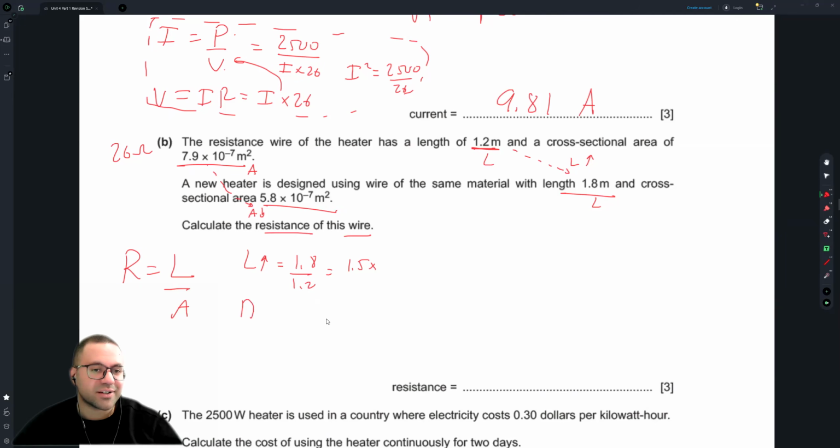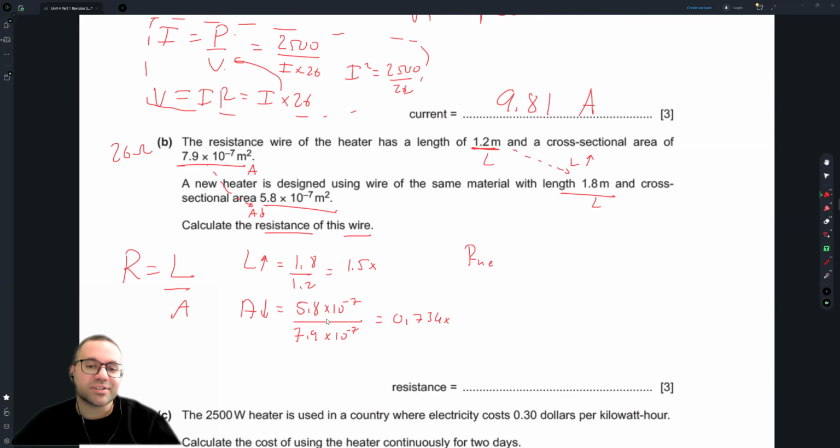What about the area? How much did the area decrease by? What's the ratio? What's the change in the area? It's 5.8 times 10 to the power negative 7, because that's the new area, over 7.9 times 10 to the power negative 7, the old area. I just want to see how many times this is, larger or smaller. So this is 0.734 times smaller.